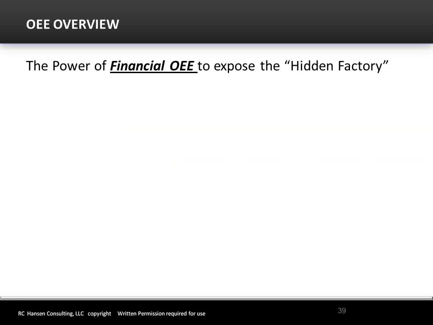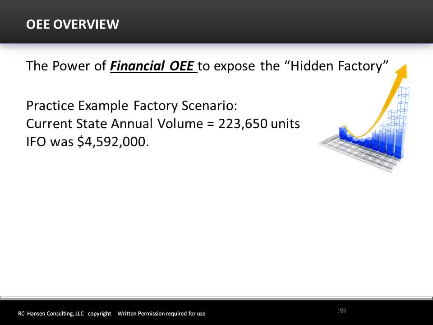Let's examine these facts a little bit closer. I want to expand your vision on the power of financial OEE to expose the hidden factory. In our practice factory example scenario, the current state annual volume was 223,650 units, and the income from operations from that was recorded at $4,592,000.